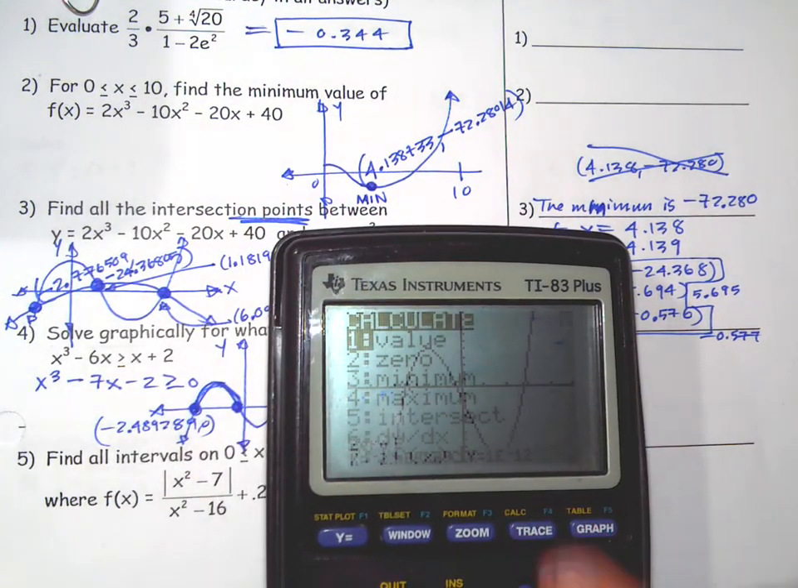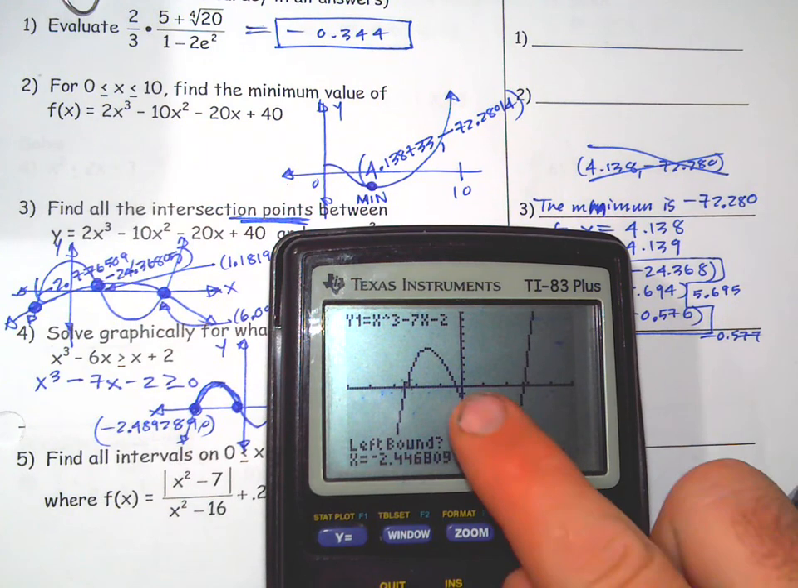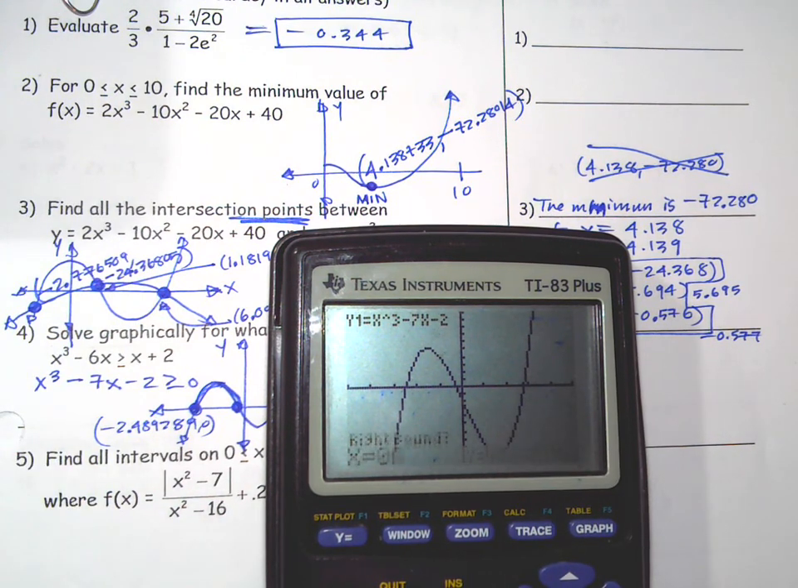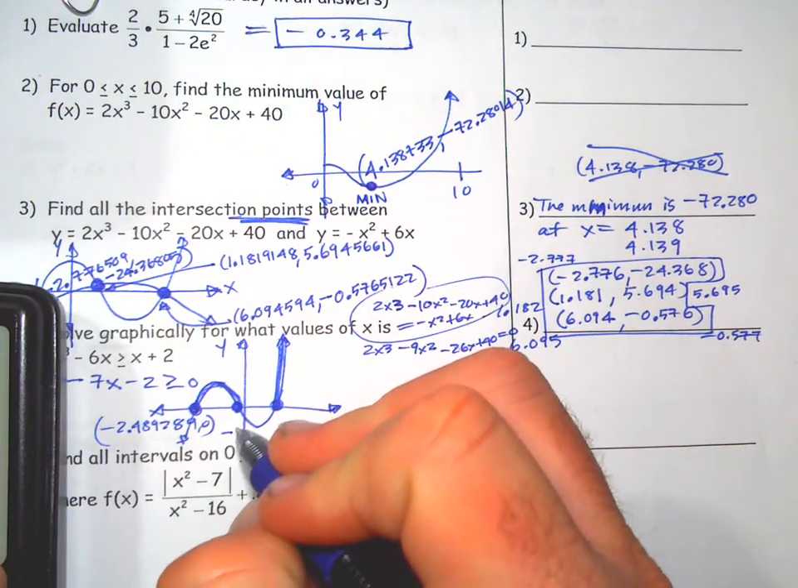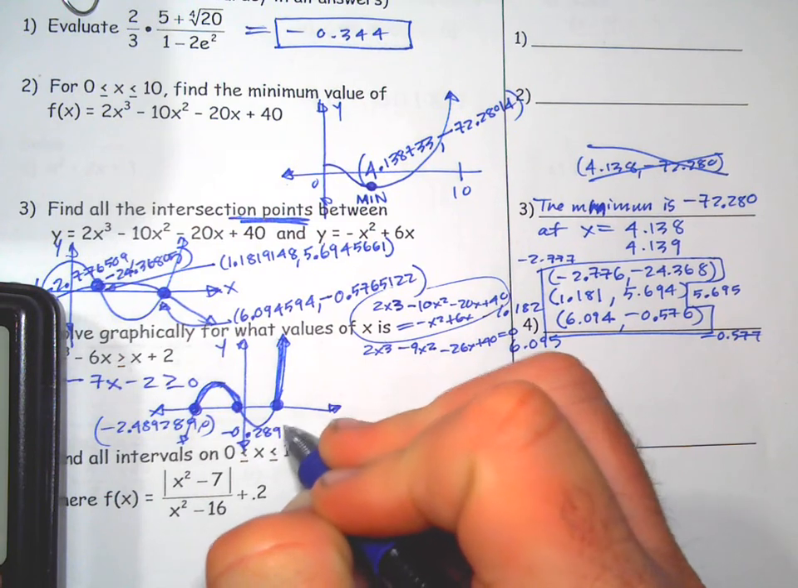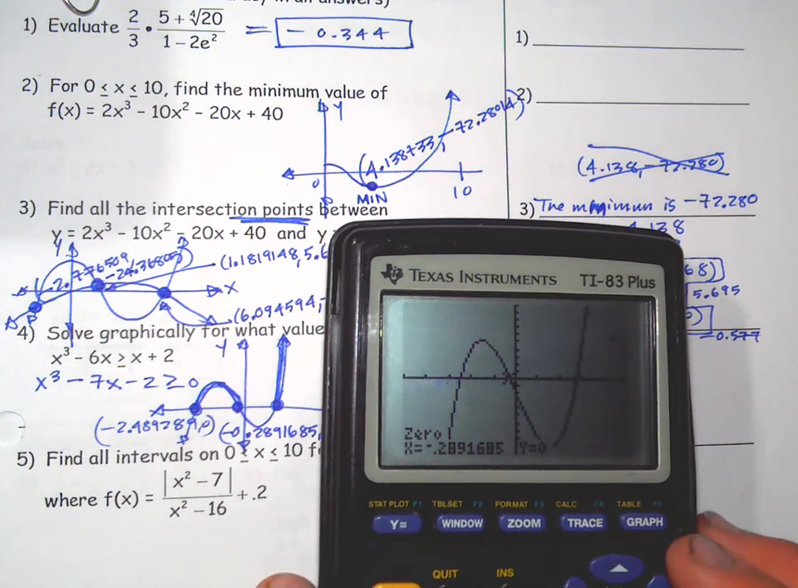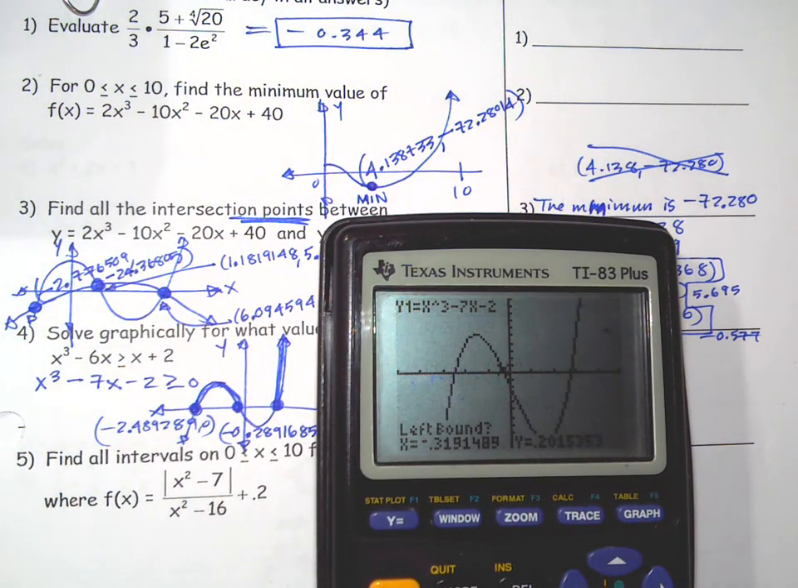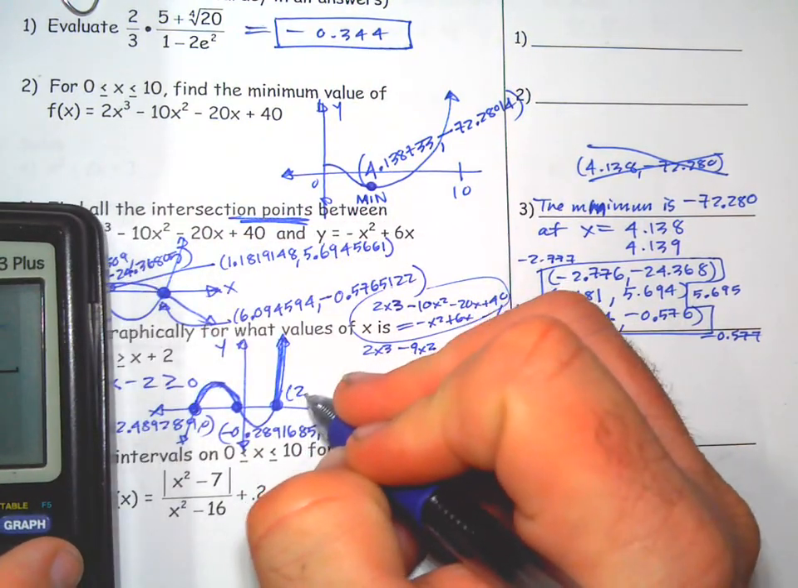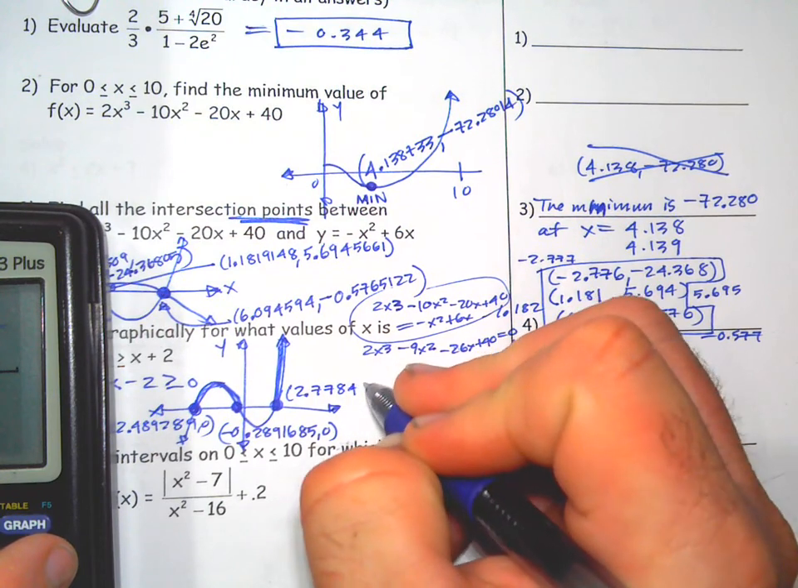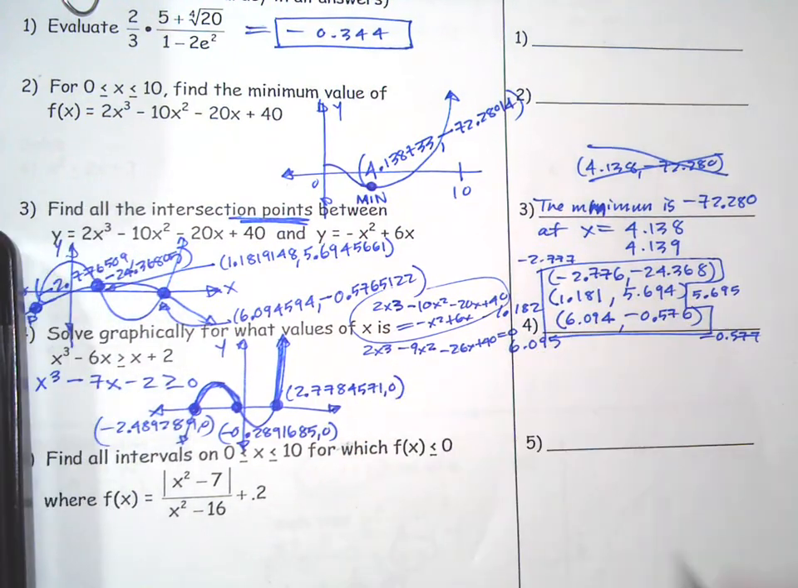Okay, second calc, 0. Looks like negative 0.5-ish. Negative 1 to 0, guess negative 0.5. So write that one down. Negative 0.2891685, 0. Last one. Second calc, number 2, 0. Now it looks like it's close to 3. So let's say 2 to 4, guess 3. And it's landing where we thought it would be. 2.7784571, 0. Very good, thorough graph.